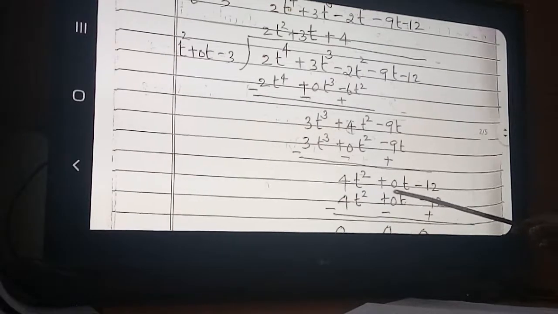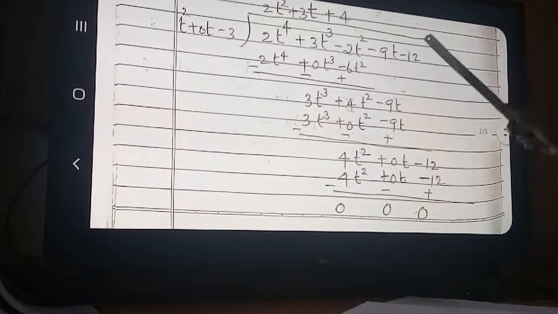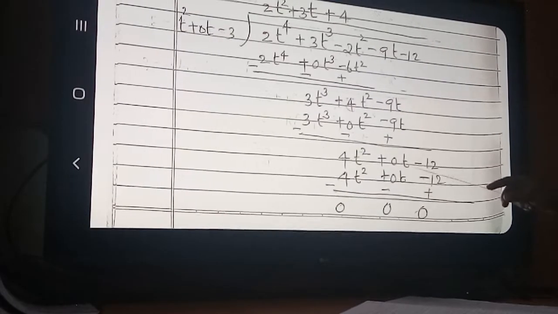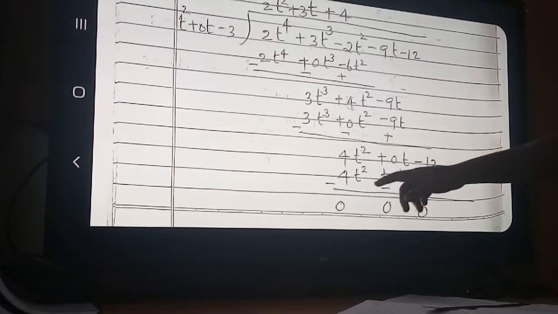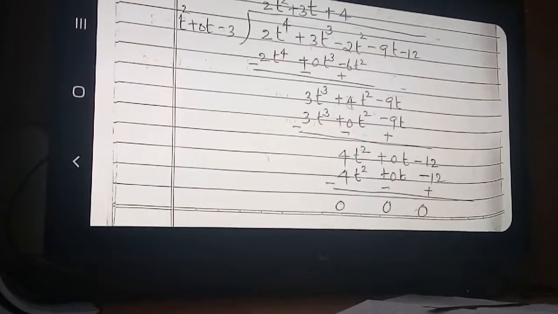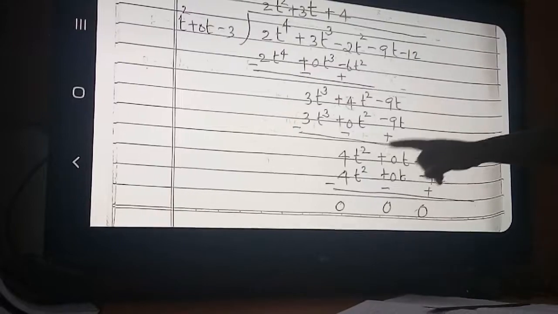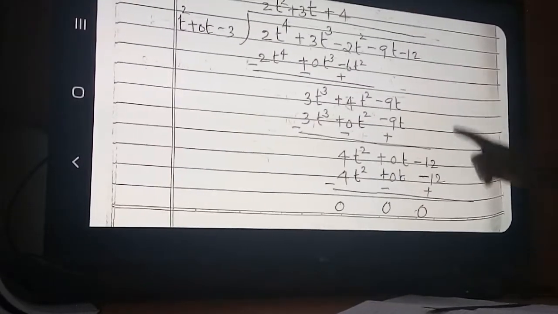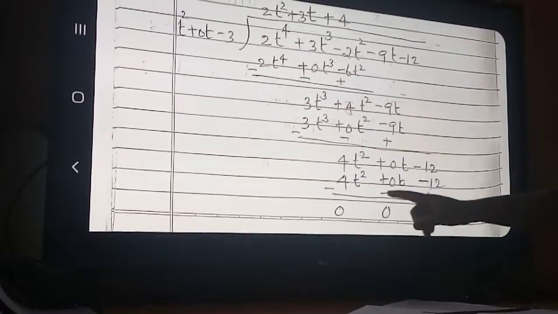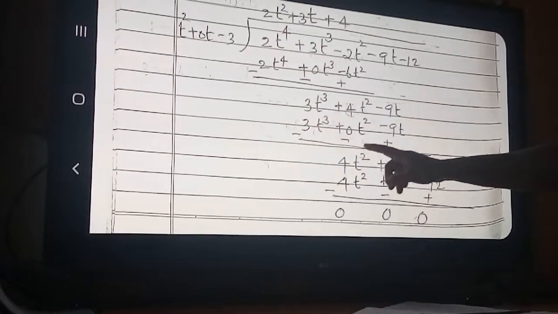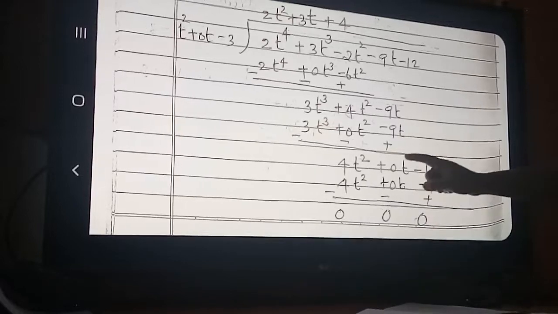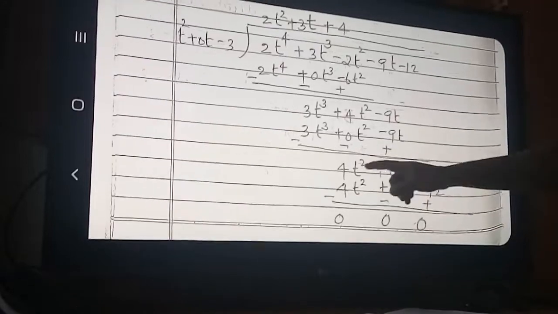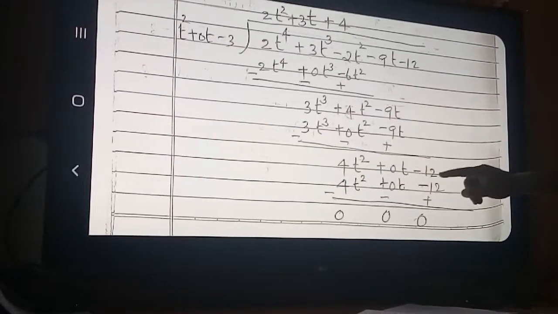Okay, here how many times came? 3. So here 3 times. So bring down the next term. So 4t square plus 0t minus 12 came, and then first term by first term doing what will come? 4. So 4 into t square, 4t square, 4 into 0, 0t, and 4 into minus 3, minus 12. Change the sign. 4t square minus 4t square 0, 0t minus 0t 0, minus 12 plus 12 0. Minus 12 we bring down.